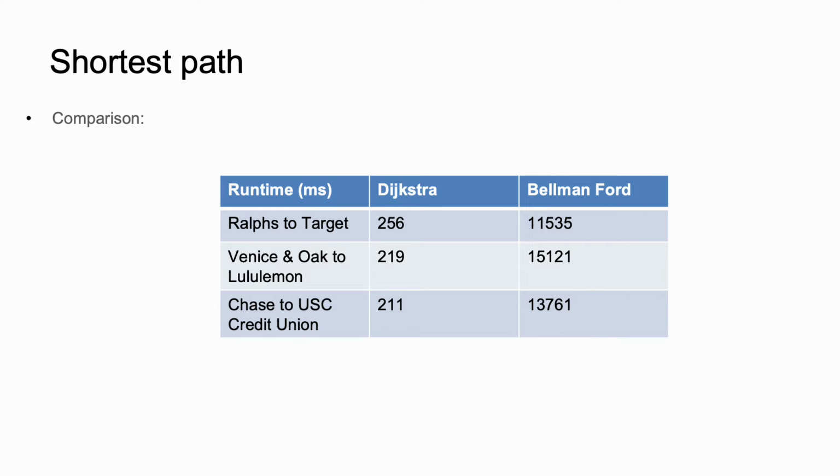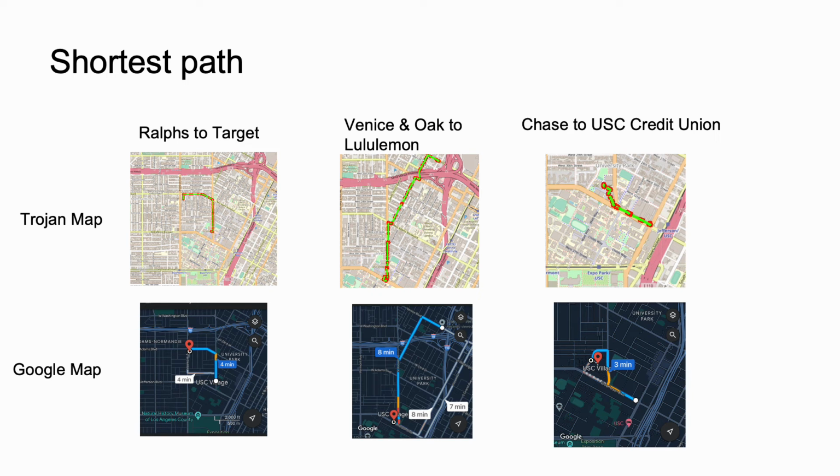I tried three different inputs. As you can see, Dijkstra is significantly faster than Bellman-Ford for this problem. Here I put the results of the three searches from Trojan Map and Google Maps side by side. Almost the same paths were found.